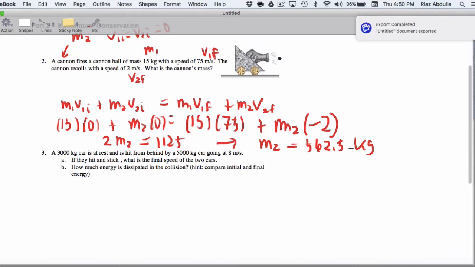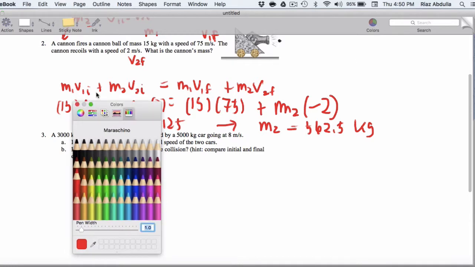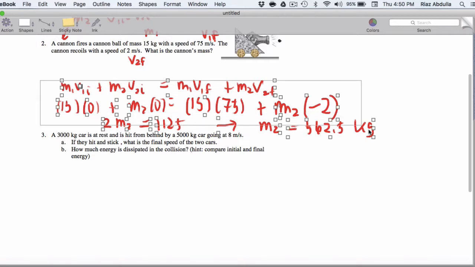All right, so we have a 3,000 kilogram car at rest hit by a 5,000 kilogram car going at 8 meters per second. They hit and stick. We want the final speed. So let's call this M1, and at rest. Change colors here so we know that we're talking about different problems. And I'll just move this up a little bit. How about that?